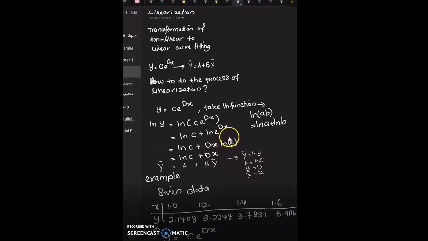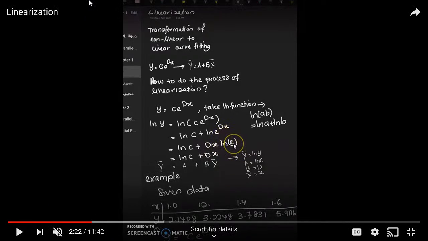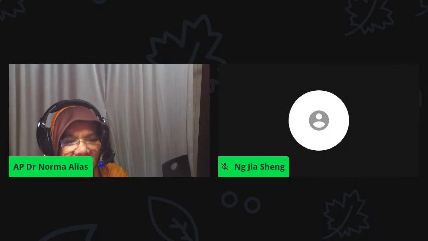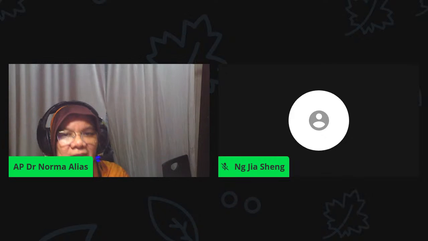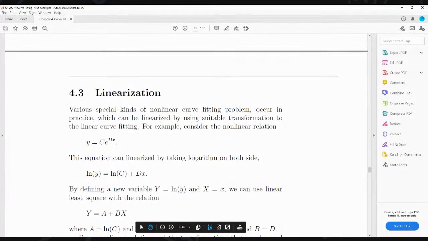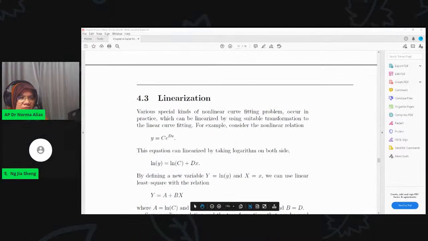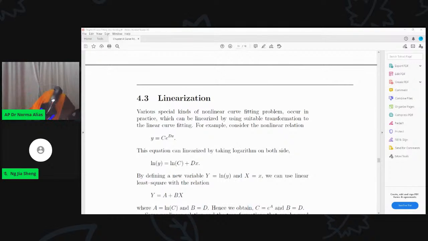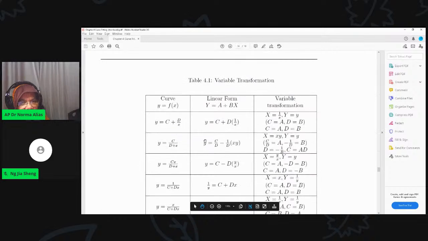Now I stop here. I want to share the notes with you. I stop sharing and share the PDF file. Let's go to the PDF file. You can see here. Let me make sure that I'm sharing the PDF file with you. You can get the page from the e-learning.